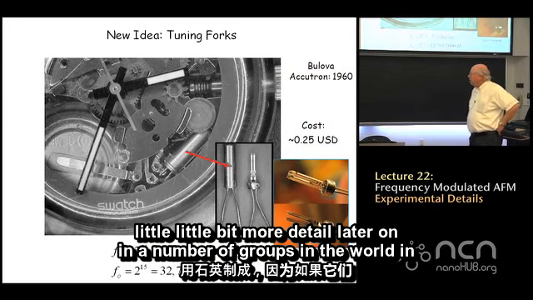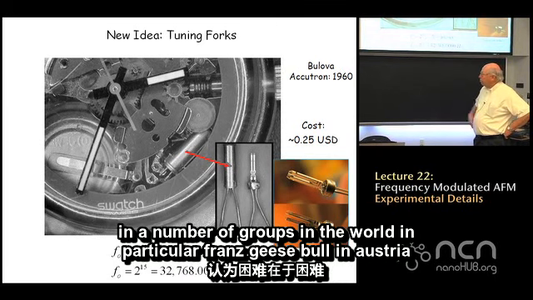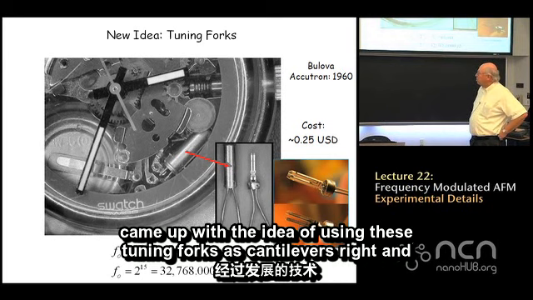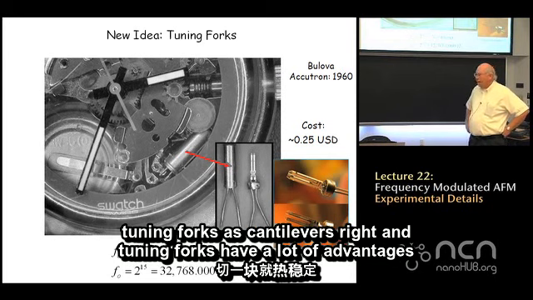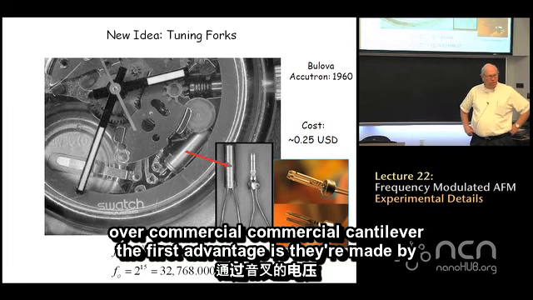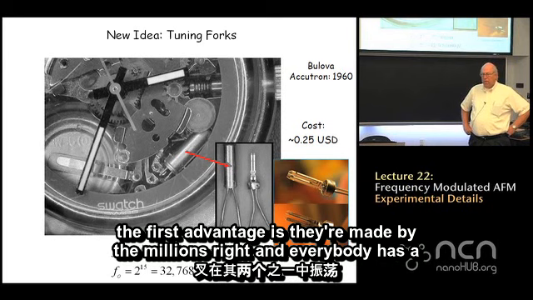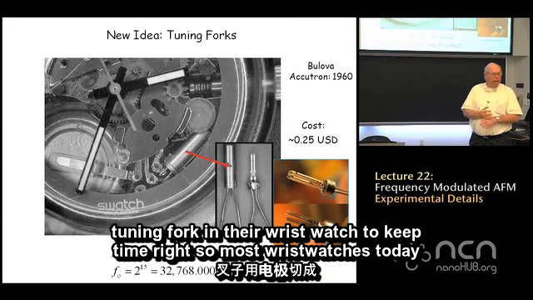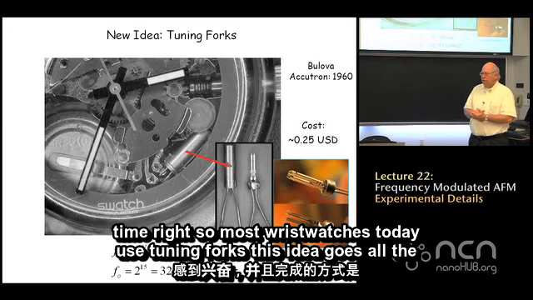And a number of groups in the world, in particular Franz Giessibl in Austria, came up with the idea of using these tuning forks as cantilevers, right? And tuning forks have a lot of advantages over commercial cantilevers. The first advantage is they're made by the millions, right? And everybody has a tuning fork in their wristwatch to keep time, right? So most wristwatches today use tuning forks.